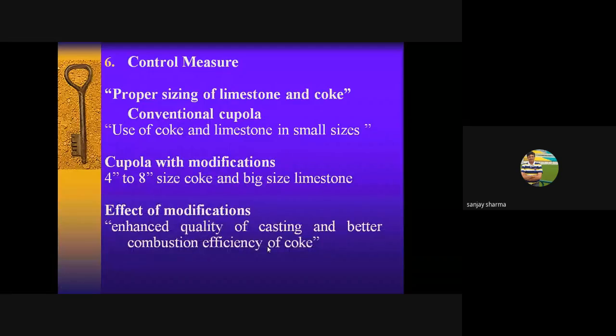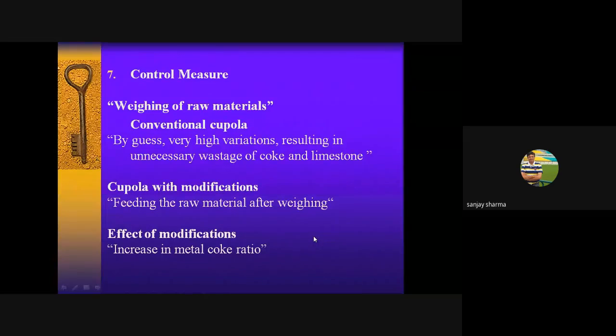Then proper sizing of limestone and coke. In the conventional system, coke and limestone were used in small sizes, whereas in the modified one, 4 to 8 inch size coke and bigger size limestone was recommended. The effect was enhanced quality of casting and better combustion efficiency of the coke. Similarly, mixing was done by guess in that particular system, whereas in this, feeding of the raw material was done after weighing.